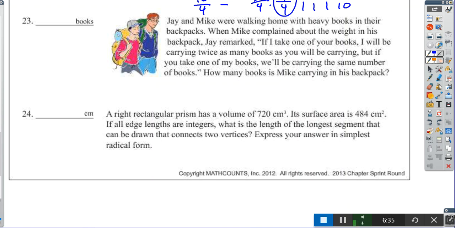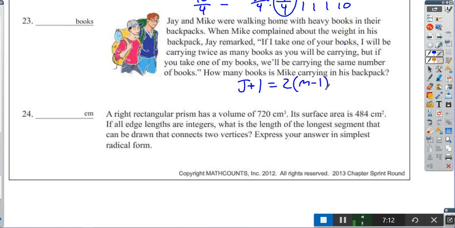All right, well, let's make some equations out of this. J says if I take one of your books, so J plus 1, because J is taking a book, then I will have twice as many books as you, which means J plus 1 has to equal 2 times the amount that Mike is now carrying. Mike is now carrying what he was originally carrying, minus 1.